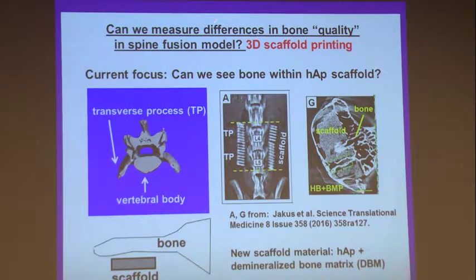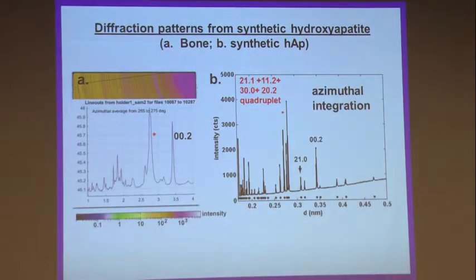Can we measure differences in bone quality in spine fusion model? You know, it's something very important to the physicians. So what we did was diffraction tomography of a piece of bone with a scaffold. There's a scaffold and bone. And the important thing in this example to note is that this is the diffraction pattern of bone.